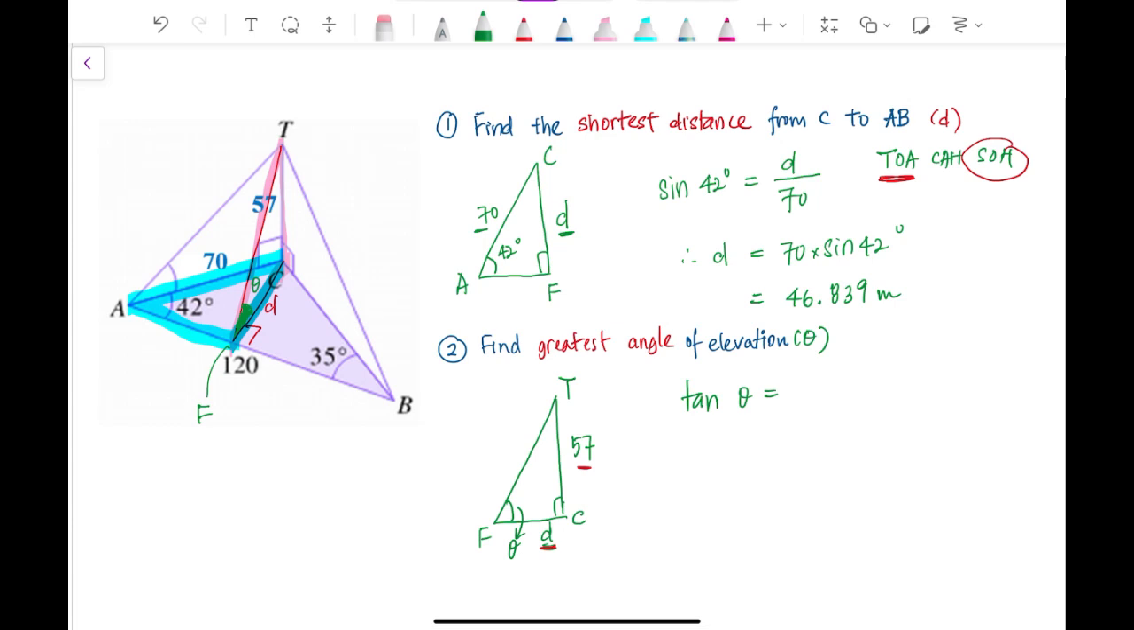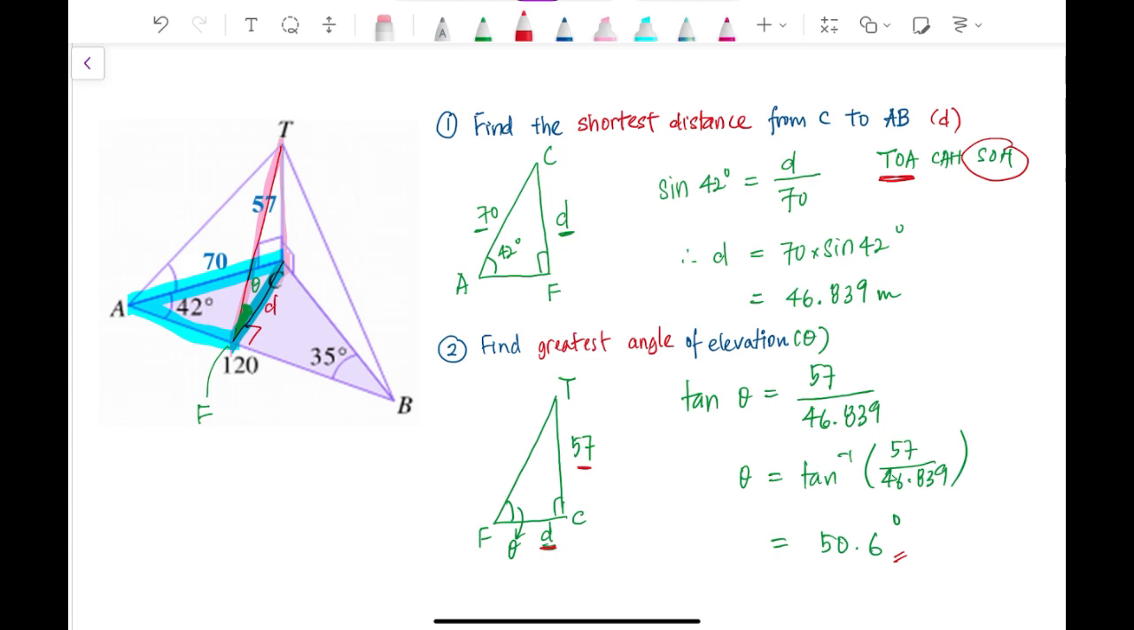Tangent theta is equal to 57 divided by 46.839. If I use a calculator and work out the answer, let me just write this down. I input the values into the calculator and I will be able to get theta, which is equal to 50.6 degrees. So this is our answer. Therefore, the greatest angle of elevation for this question is 50.6 degrees.